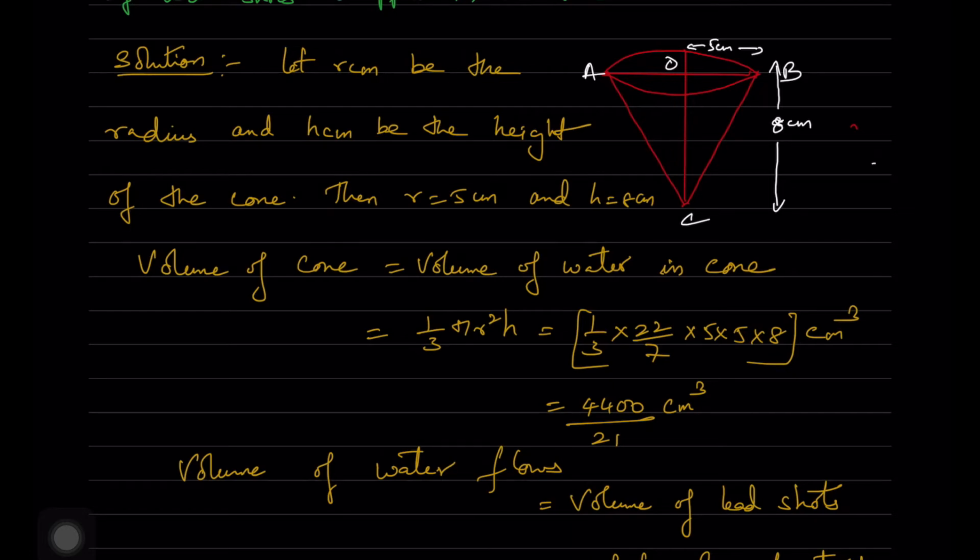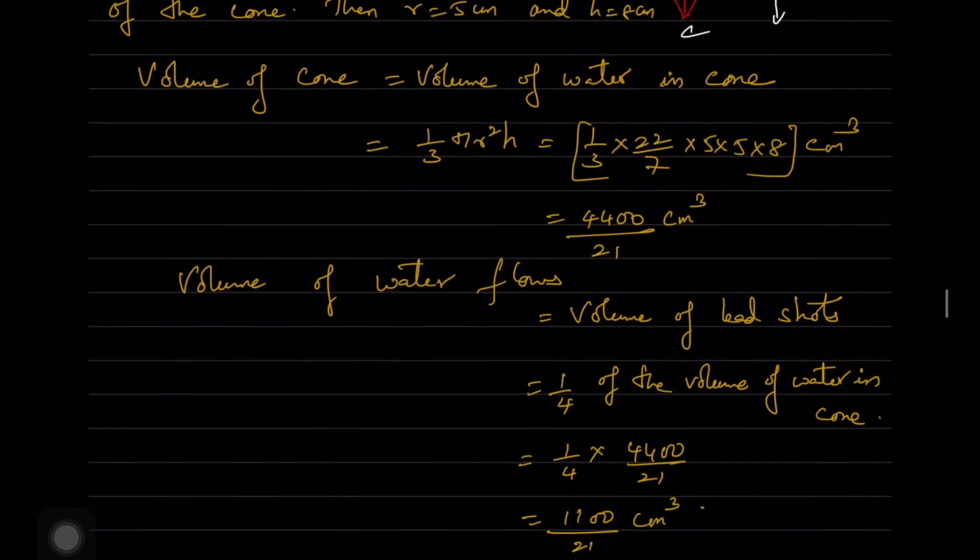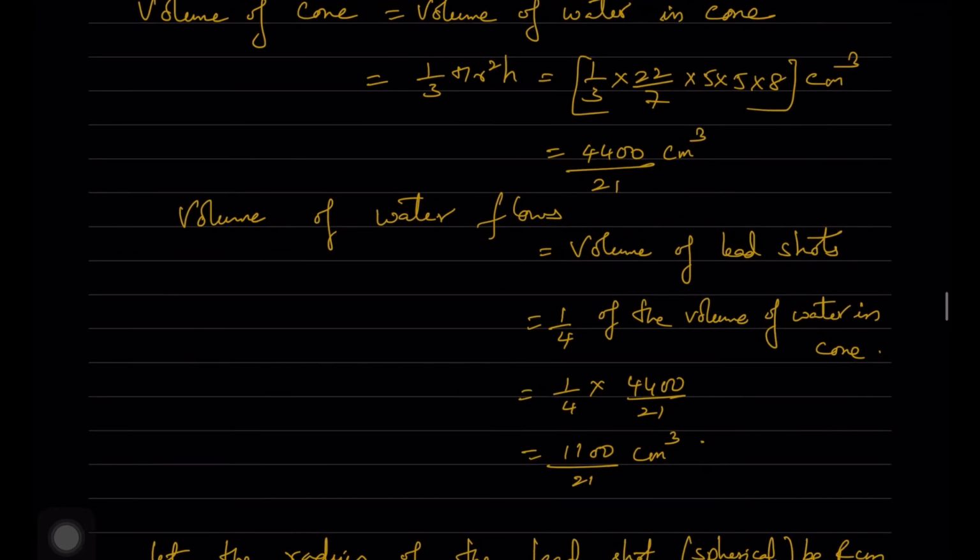That's it. Which is equal to 1 by 3 pi r square h, which is equal to 1 by 3 into 22 by 7 into 5 into 5 into 8 centimeter cube. So you get 4400 divided by 21 centimeter cube. Now the volume of water which flows out is equal to the volume of the lead shots, that is equal to 1/4 of the volume of water in cone. So this is 1 by 4 into 4400 divided by 21, which is equal to 1100 divided by 21 centimeter cube.